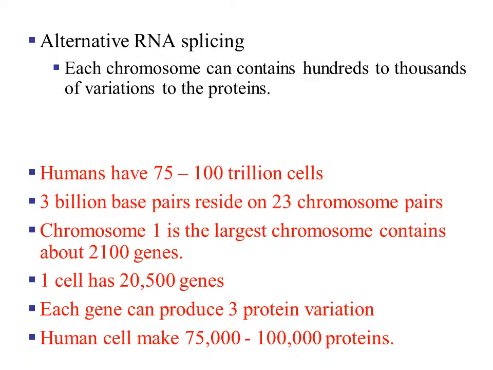The answer is alternative RNA splicing, just like with the Drosophila. In humans, we can take one gene and have so many alternative RNA splicing events that we can create 10,000, 19,000, 20,000 different types of proteins. So each chromosome contains hundreds to thousands of variations to the proteins. That is why a nematode and a human can have the same number of genes. And how many genes is that? One human cell has roughly 20,500 genes. Chromosome 1 is the largest chromosome in humans, and it contains about 2,100 genes.